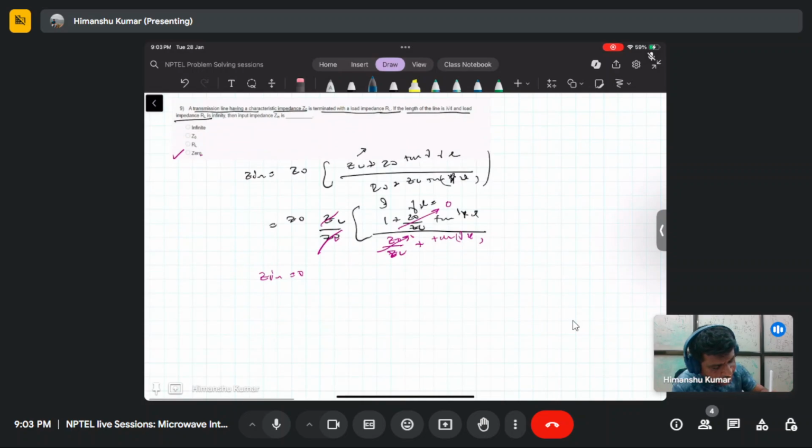So with the next problem, a transmission line with characteristic impedance Z naught is terminated with load impedance RL. If the length of the line is lambda by 4, and the load impedance RL is infinity, then what is the input impedance? So basically, this is the case of a quarter wave transformer. So the input impedance is Z naught square divided by ZL. If ZL is infinity, then your input impedance tends to zero. So the correct answer will be D. And you can derive this by the generalized equation also.